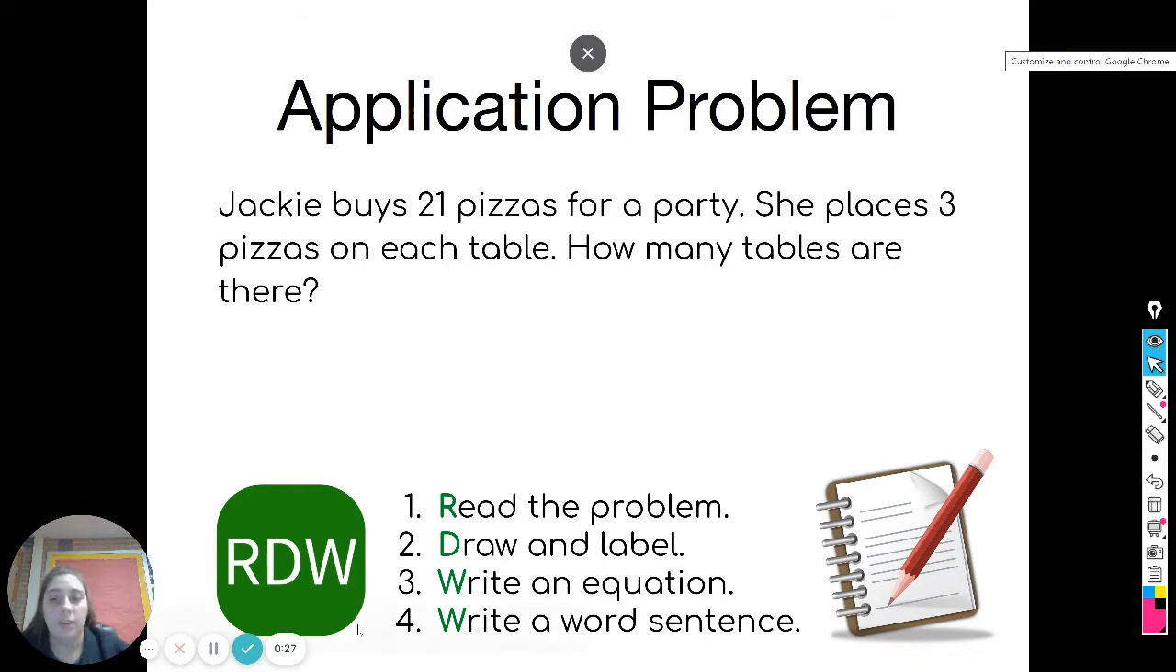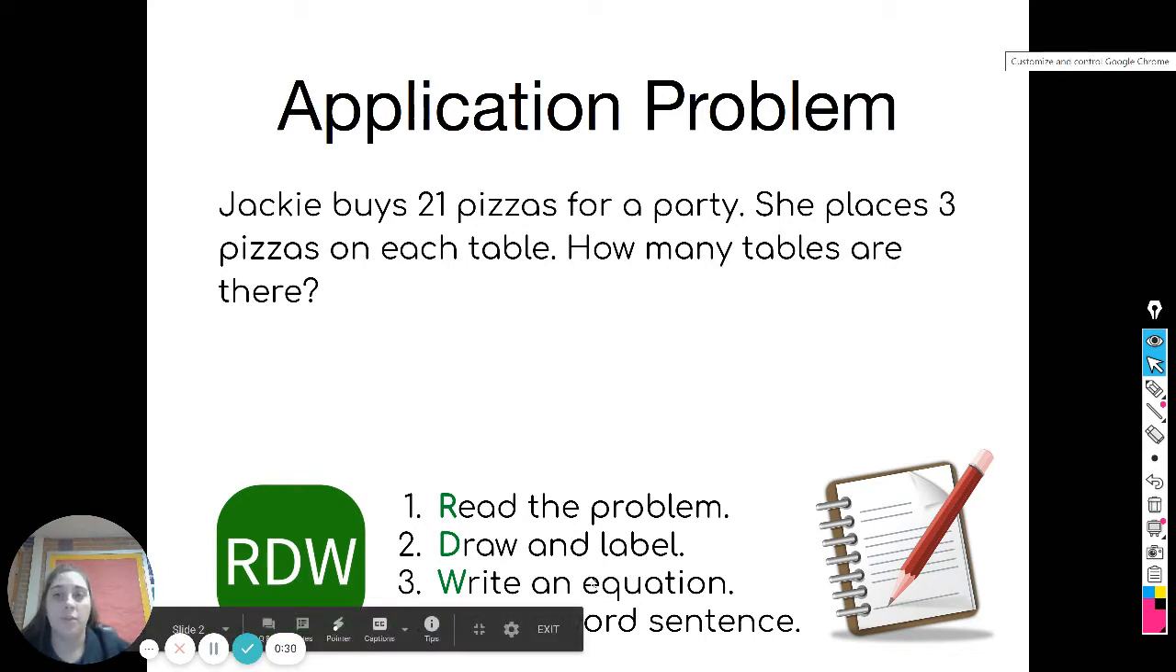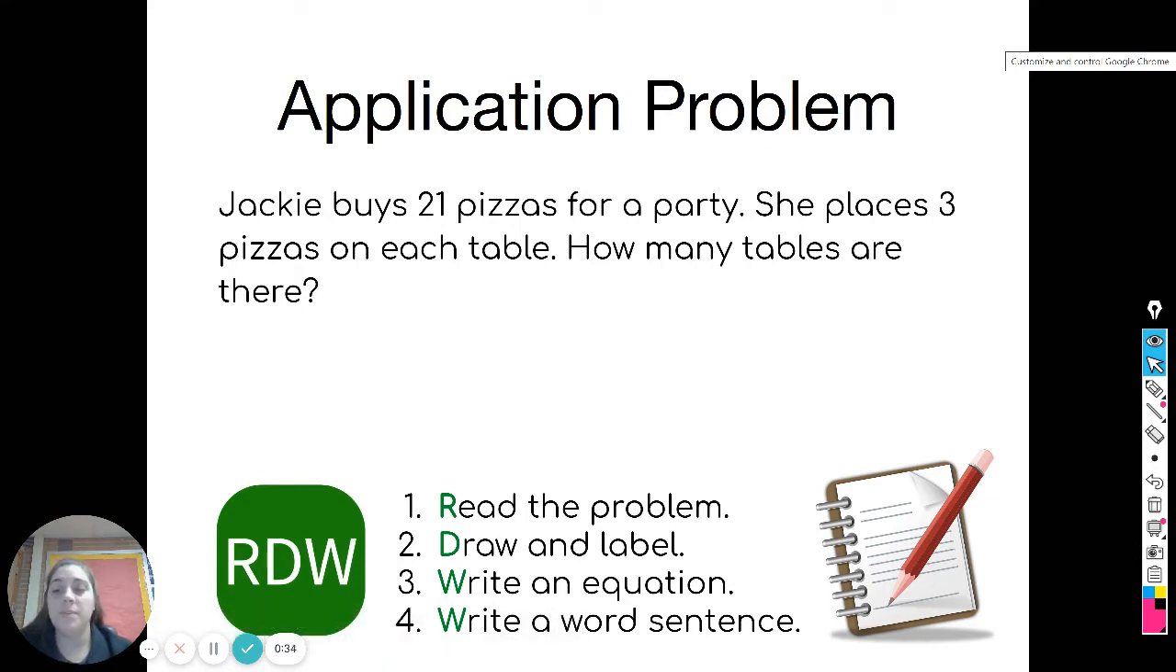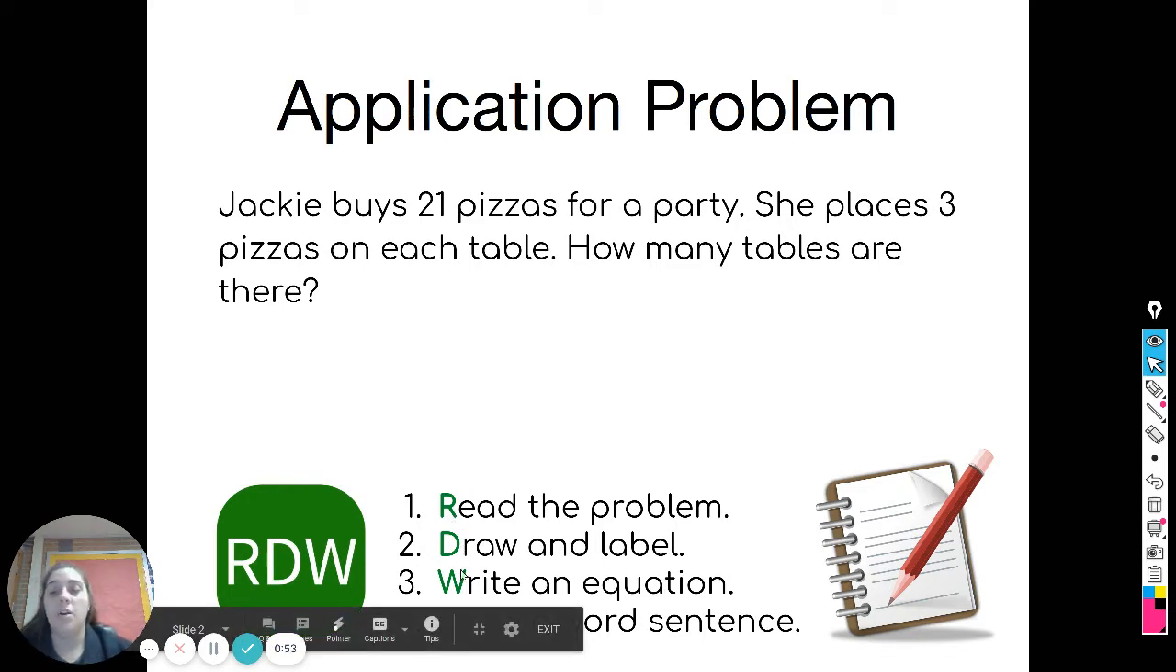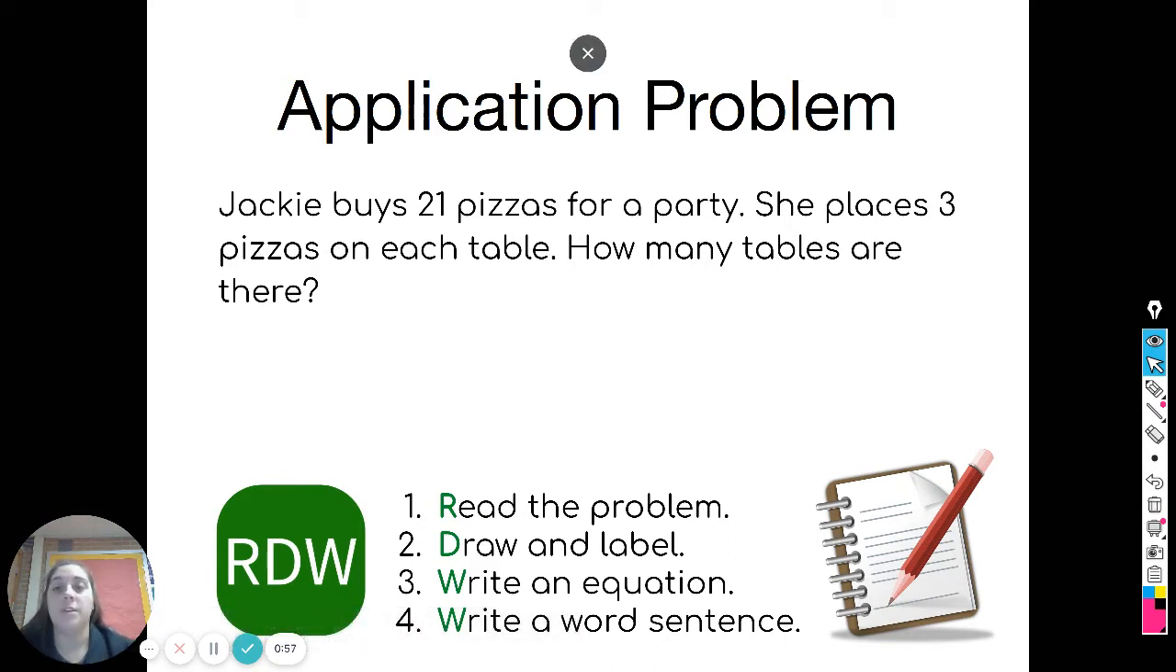It's to practice being able to solve these equations. So I have here the steps to solve the problem. Step 1 is you're going to read the problem. Step 2, you're going to draw a picture or a model that will help you solve the problem and label it. Step 3, you're going to write an equation. And step 4, you write a word sentence that has your answer, okay? We call this the RDW. So you can see read, draw, write, okay? So those are the parts of solving an application problem.